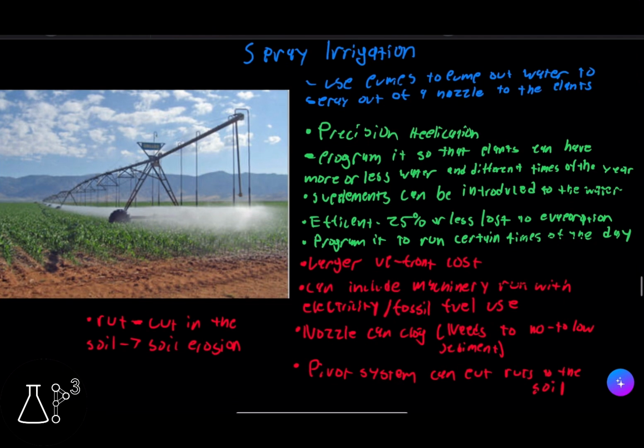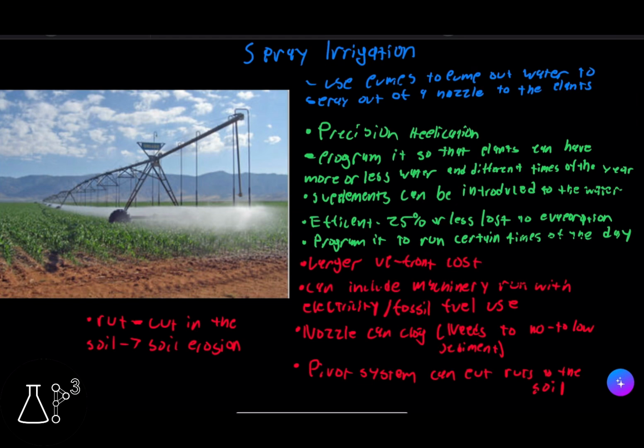So now we're going to talk about spray irrigation. With spray irrigation, we use pumps to pump out the water to spray out of a nozzle to the plants. The good thing about it is that there's precision application of how much water we want to add to the plants, and it's programmed so the plants can have more or less water depending on the different times of the year. Supplements can be introduced into the water, and it's efficient because we lose 25% or less of the water to evaporation. It's programmed to run at certain times of the day, so we can control how much water we want during the time of year and time of day that we want.